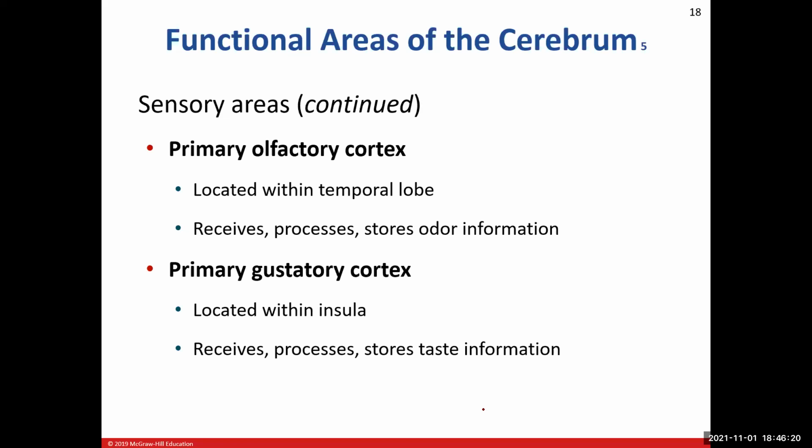Then we have our primary olfactory cortex. Olfaction is for smell, and that is the temporal lobe. Again, you're going to receive that sensory input when you're smelling things, and then we're going to process it, and hopefully you'll know what it is that you're smelling. And then our last sensory area is going to be our gustatory complex. That's taste. So that's where our taste information is going to transition to the insula, at the primary gustatory cortex.